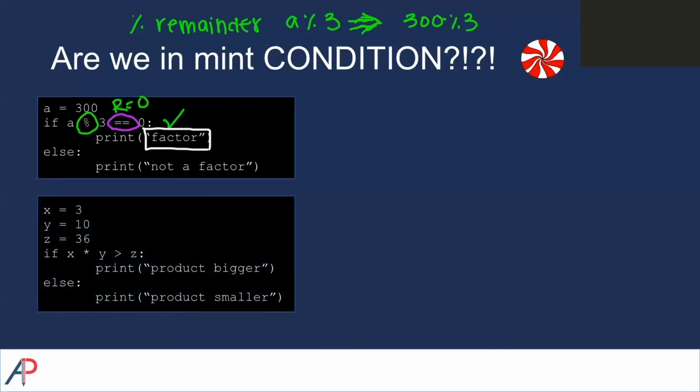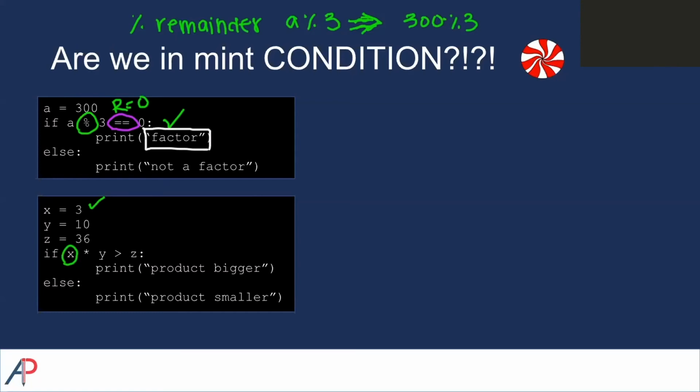Next one, a little bit more going on here. x is equal to 3, y is equal to 10, z is equal to 36. If x times z is greater than z, print product bigger, else print product smaller. What would print out in this case? Good, product smaller.